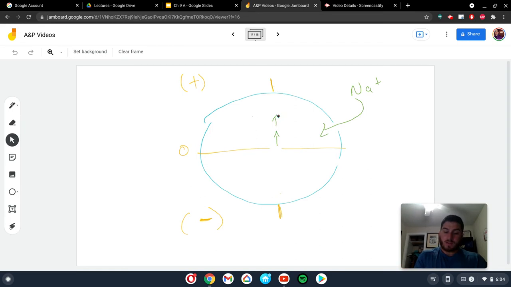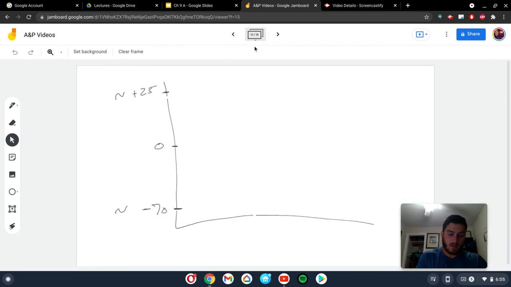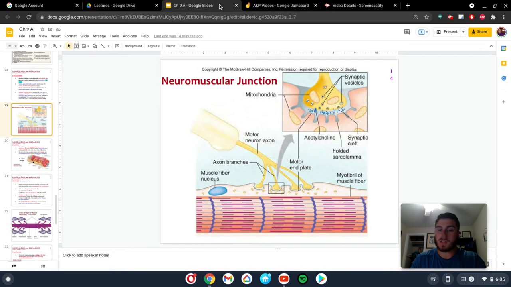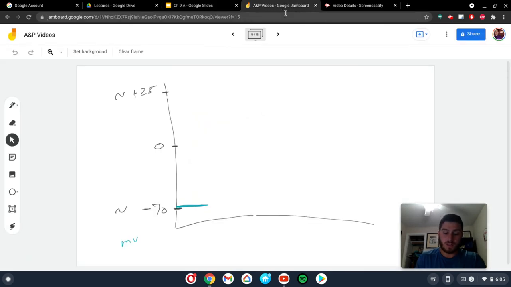Another way to look at this is this image here on a graph. So we begin in the negative location. So we start negative, right around negative 70 millivolts. Right? When the neurotransmitters bind to the end plate, the sodium is going to open up and flood into the cell. Potassium is going to exit, which allows for a net positive charge to occur.